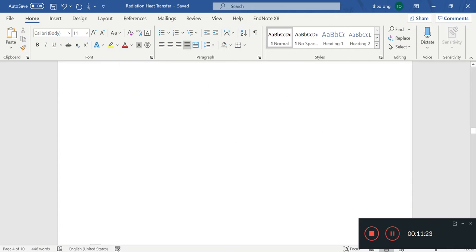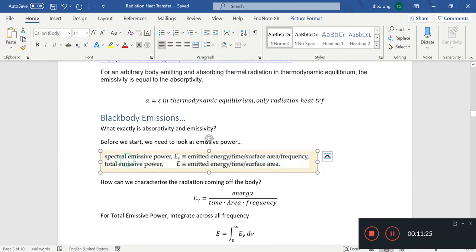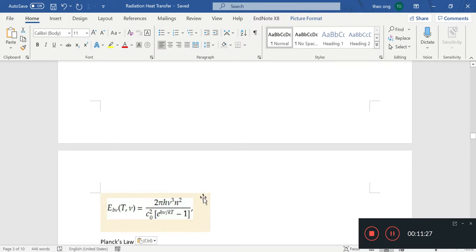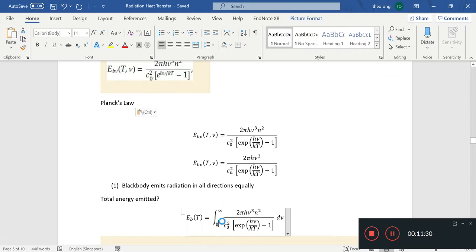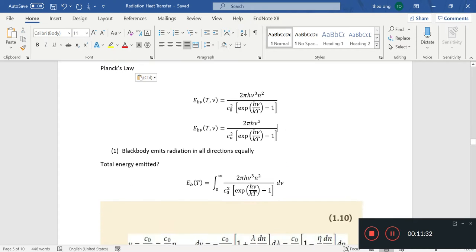So this is the, what is it called? Total emissive power. So you can see the total emissive power. You just do an integration here. So that's the concept, right?